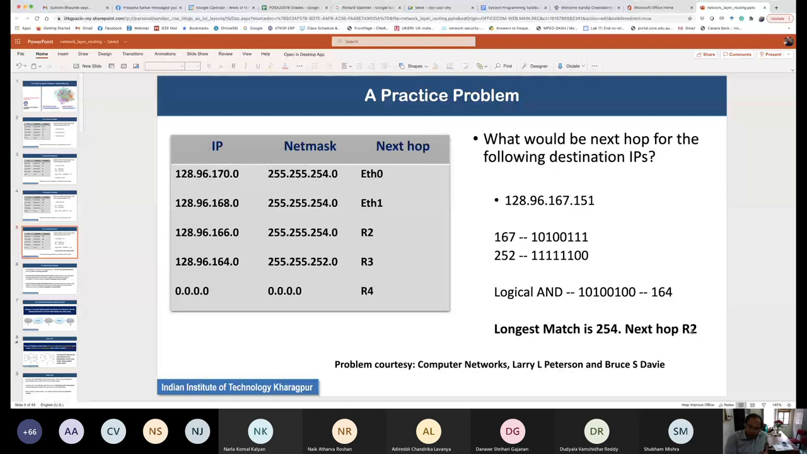Any doubt up to this point? So this is the general procedure to find the next hop for a given IP address that arrives as the destination IP in a packet.